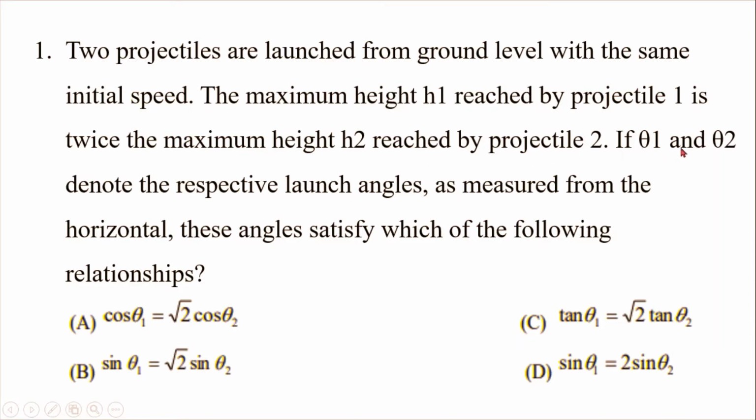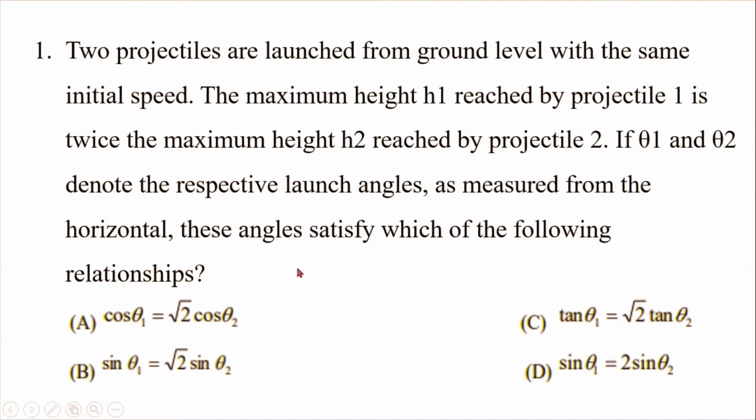If θ1 and θ2 denote the respective launch angles as measured from the horizontal, these angles satisfy which of the following relationships? A. Cos θ1 equals root 2 times cos θ2. B. Sin θ1 equals root 2 times sin θ2. C. Tan θ1 equals root 2 times tan θ2. D. Sin θ1 equals 2 times sin θ2.